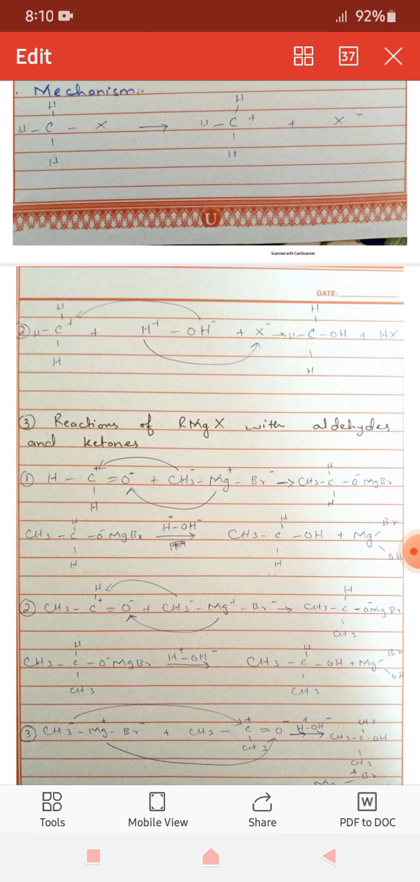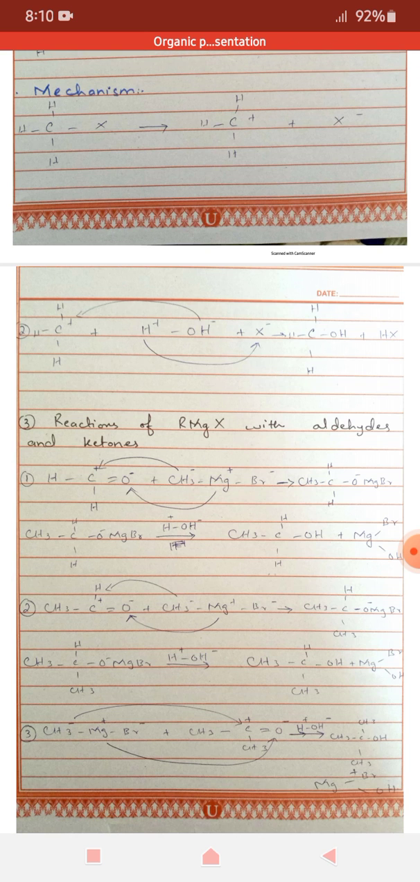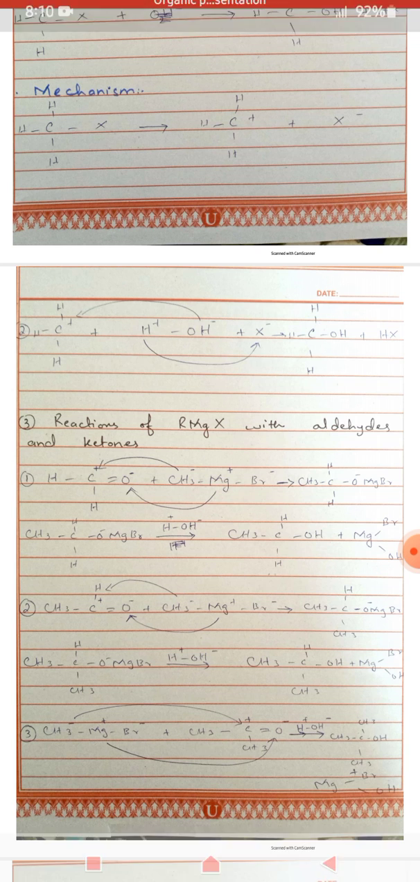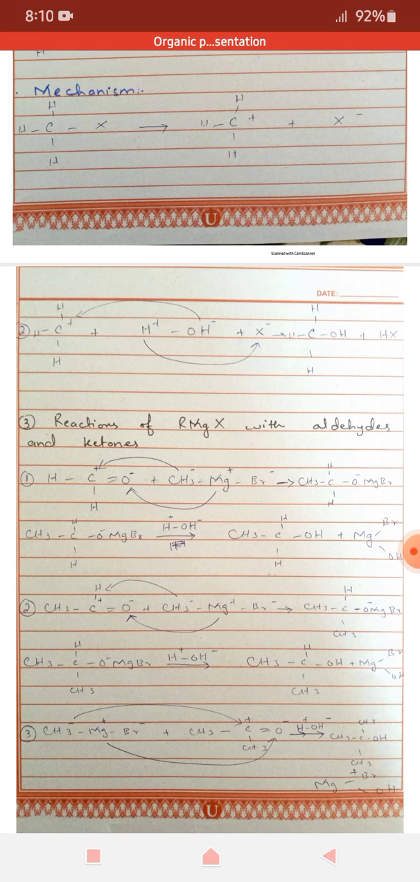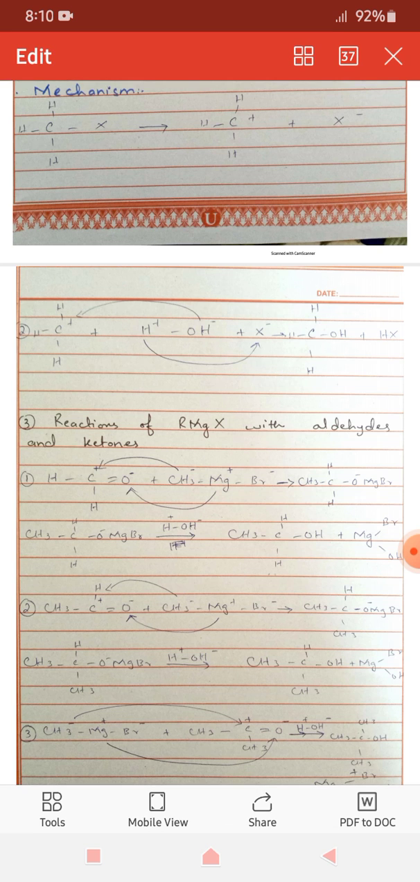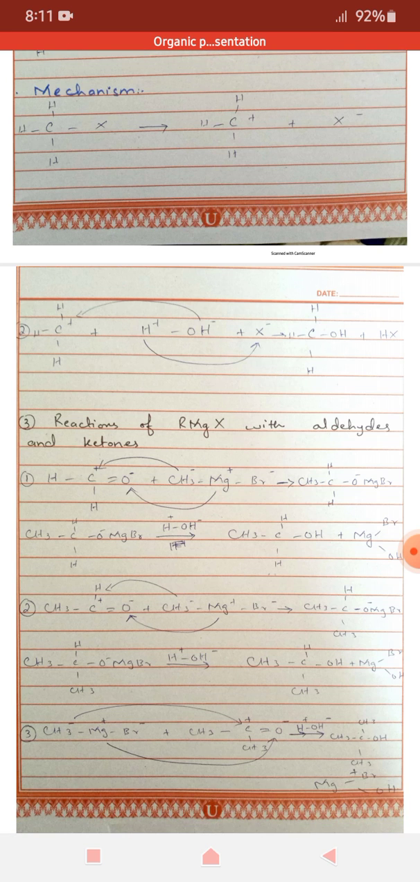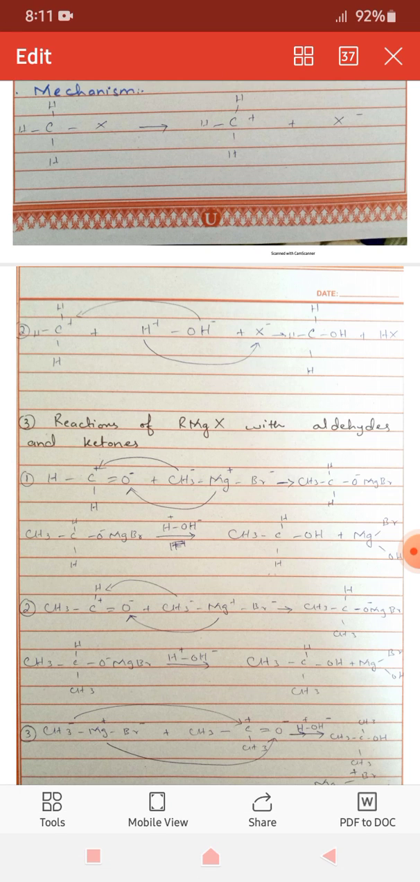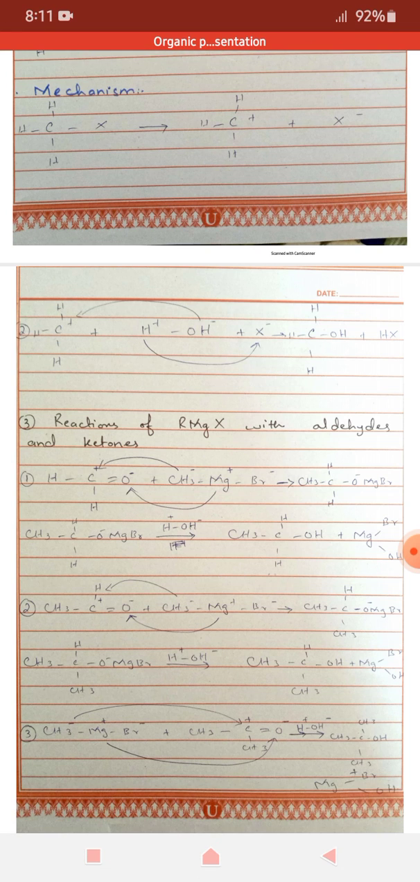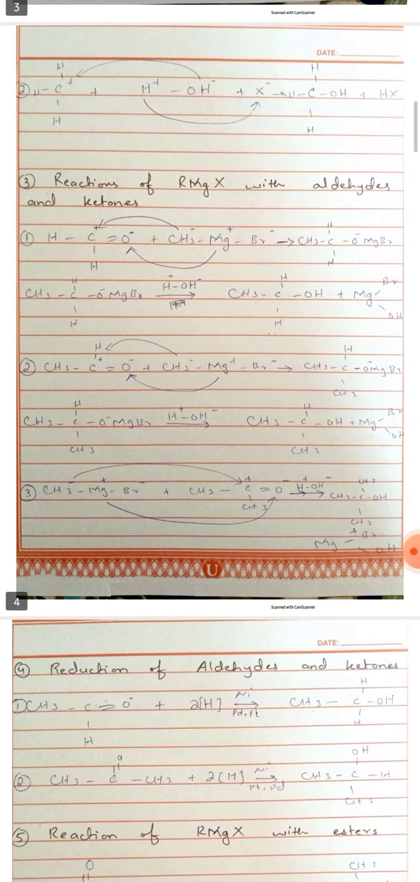In the third reaction, I have given example of ketone, which is propanone. Here again, the carbon of propanone is acting as a carbocation, and the nucleophile, which is the methyl group of the Grignard reagent, is attacking the carbocation to form respective product, and then this product further reacts with water molecule to form tertiary alcohol.